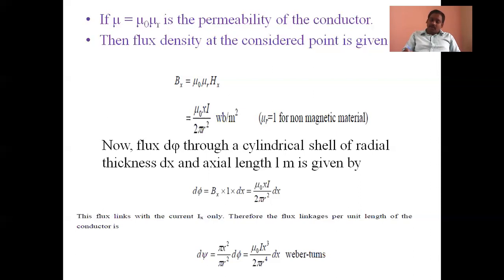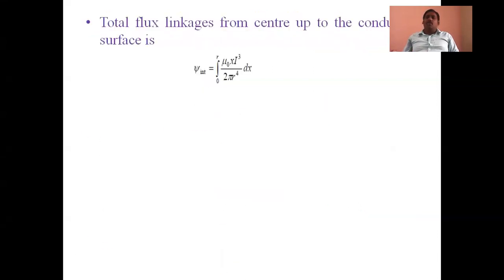Units are Weber turns. These are the flux linkages. And what is the total flux linkages we have to calculate? Total flux linkages means we have to apply integration. By applying integration on both sides, ∫dψ equals ∫μ₀ I x³ by 2πr⁴ dx. Integration and differentiation cancel out, so that is equal to ψ only.